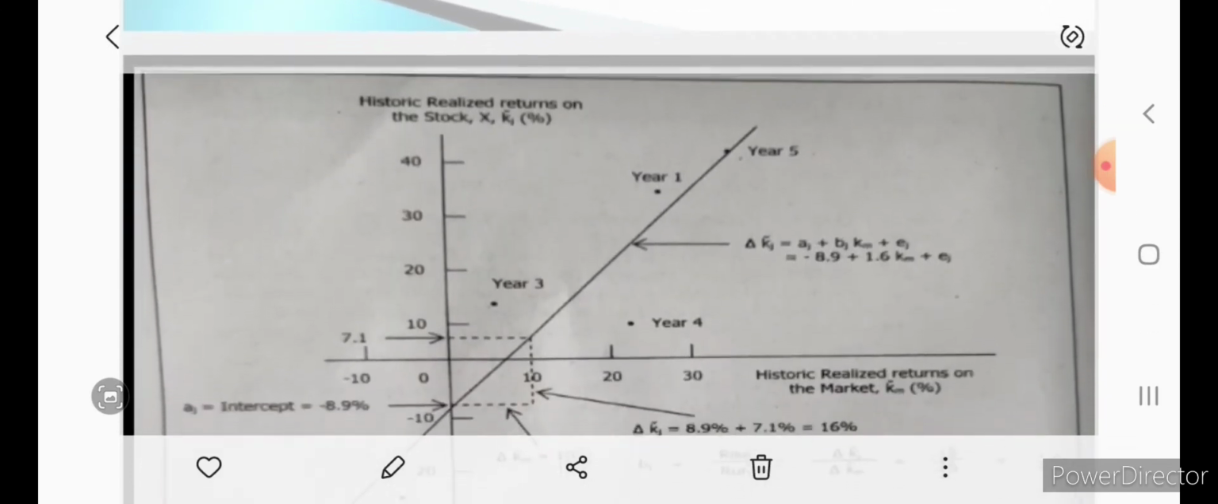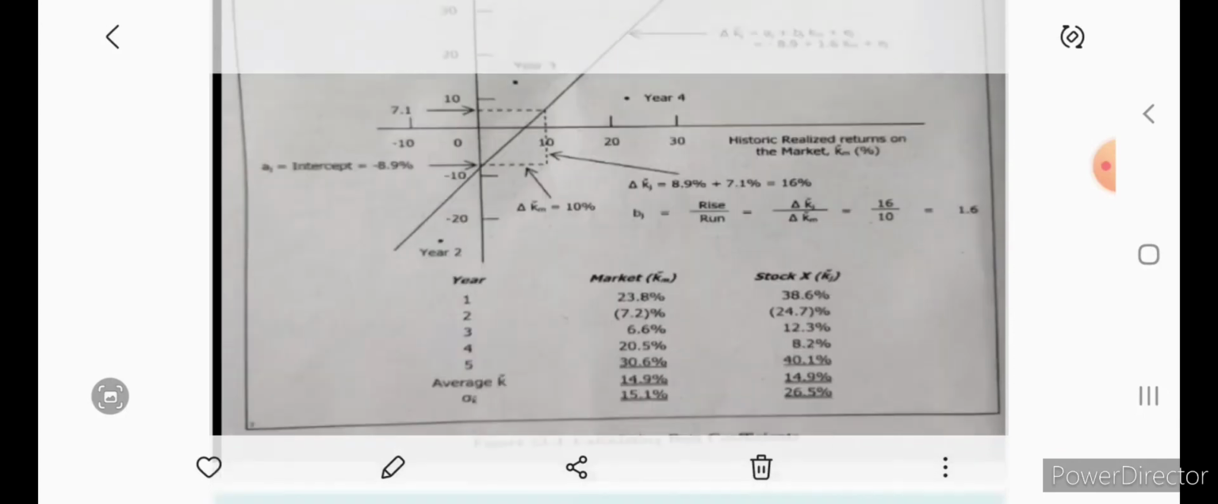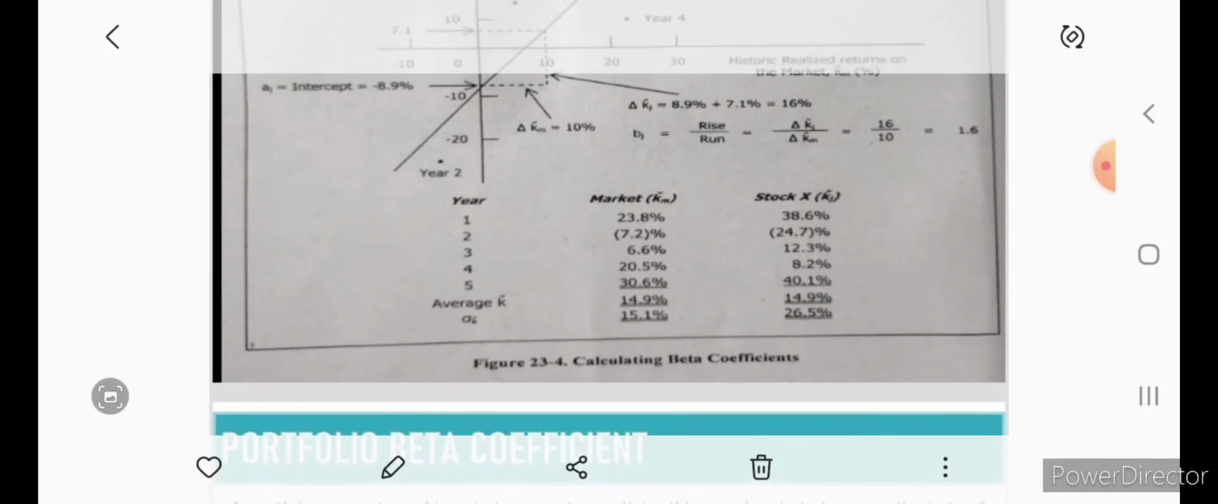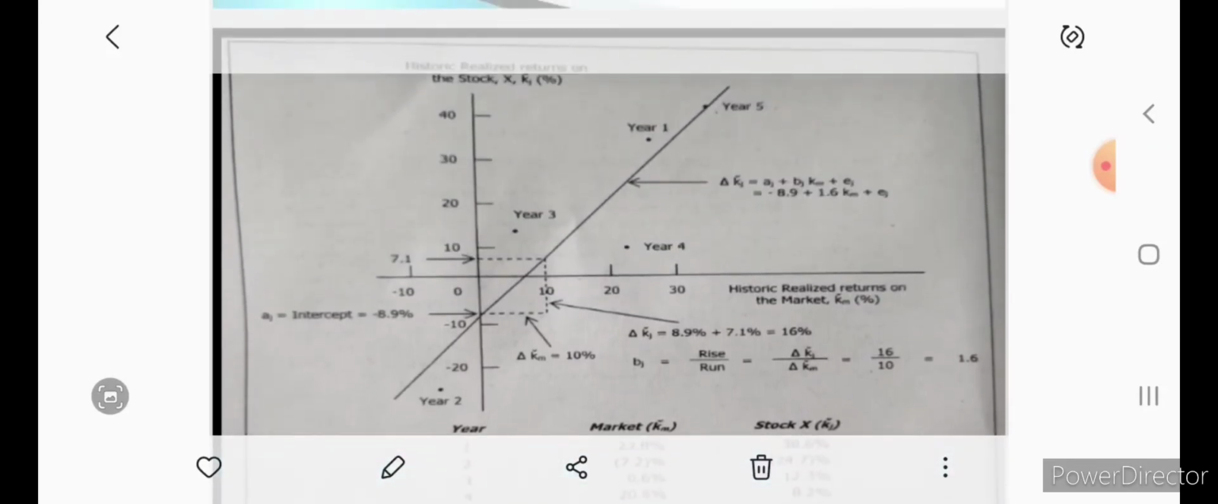This is the historic realized returns on the stock, from year 1 to 5. The intercept is negative 8.9%.